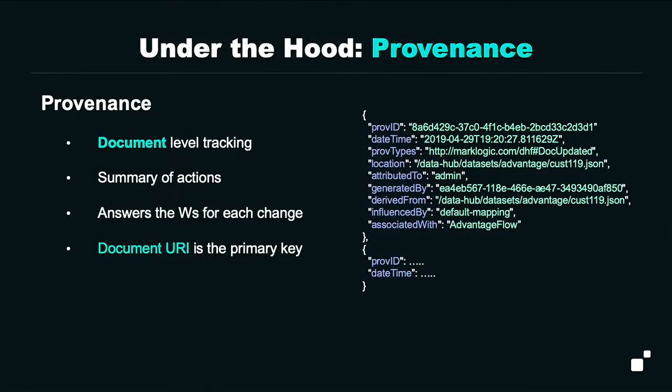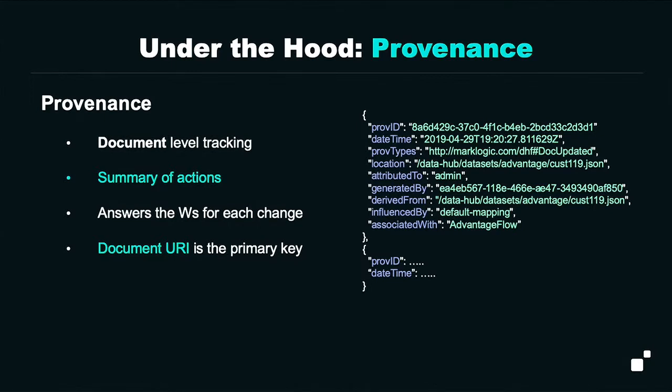Which gets us to our last one. If you notice, we went from flow level to step level, now we're at the document level. Provenance. So what do we do when we track provenance? For visual sake, I've truncated this down to one action, one provenance recording. It's document level. So every time you touch a document, when you modify a document, you're going to get one of these. And it's going to contain a summary of actions about that document.